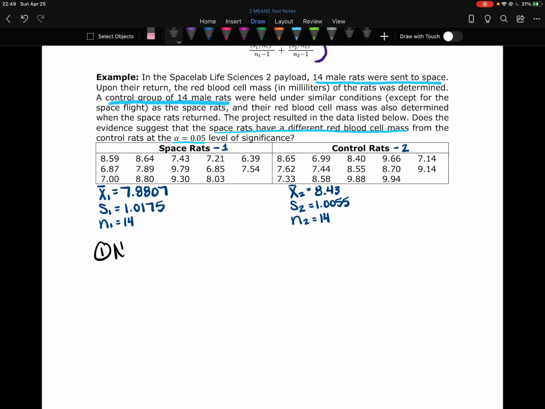So we'll go ahead and write out our null and alternative. Oh, you know what? We have one more number. Let's go ahead and write that down actually. We do already have it here, but it's nice to see it. It's nice to write it down. Alpha is 0.05. So now we'll go ahead and write out that null and alternative.